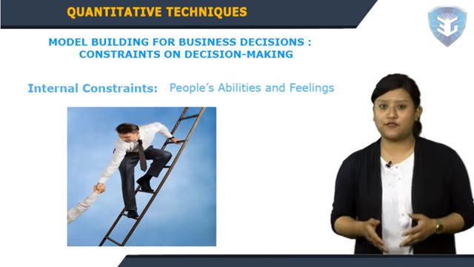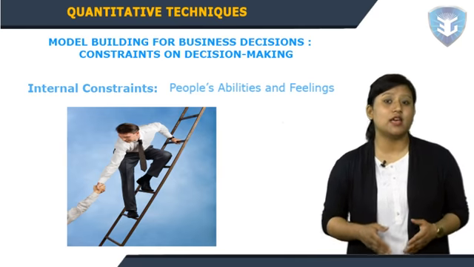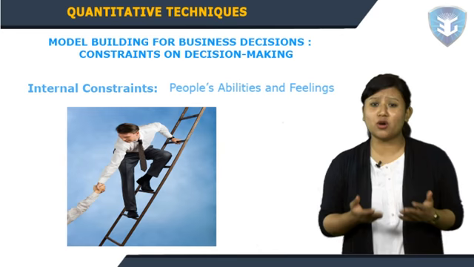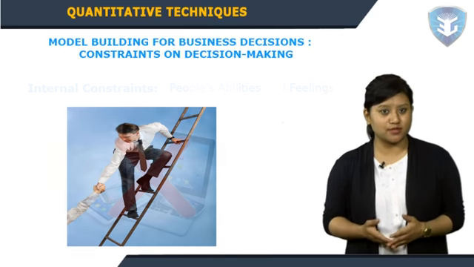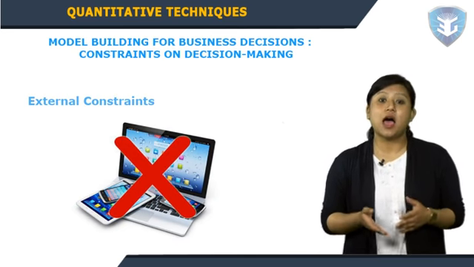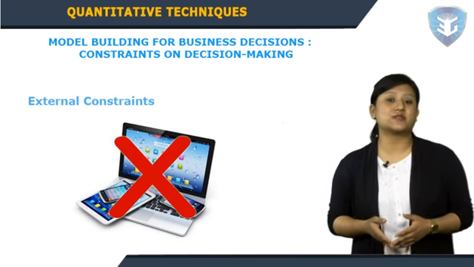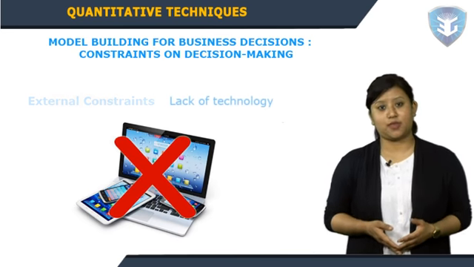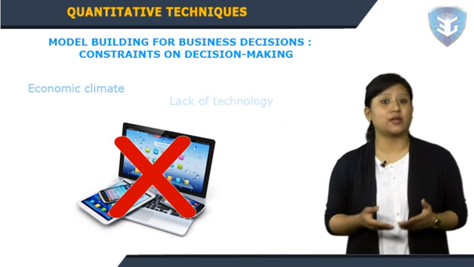People's abilities and feelings. A decision cannot be taken if it assumes higher skills than employees actually have, or if the decision is so unpopular no one will work properly on it. External constraints. These come from the business environment outside the business. Competitors' behavior and their likely response to decisions our business makes. Lack of technology, economic climate.